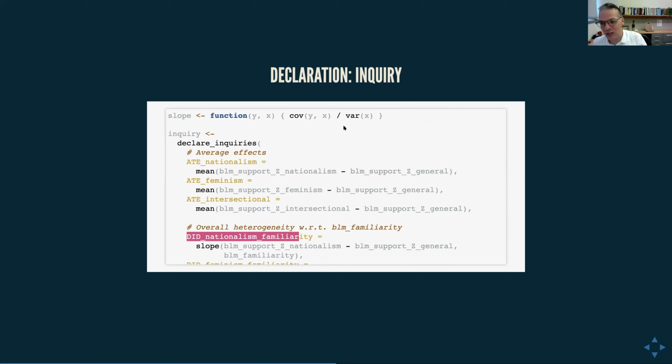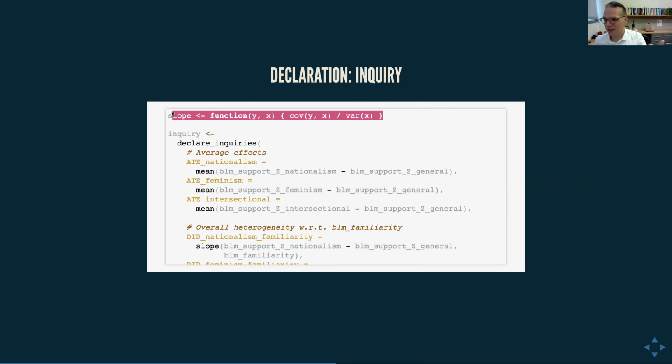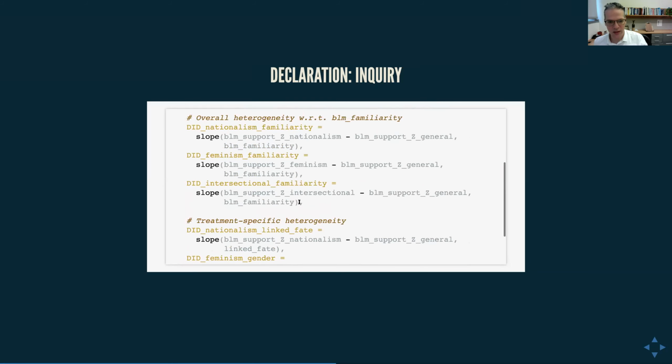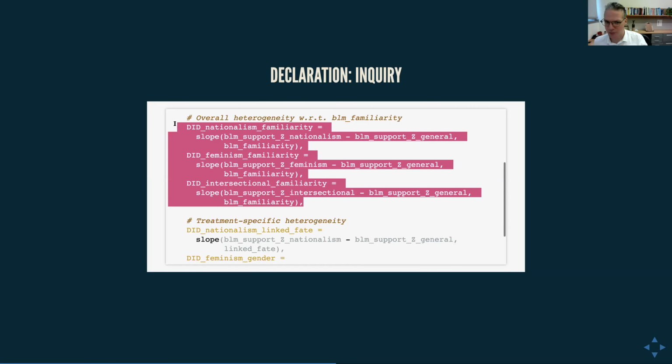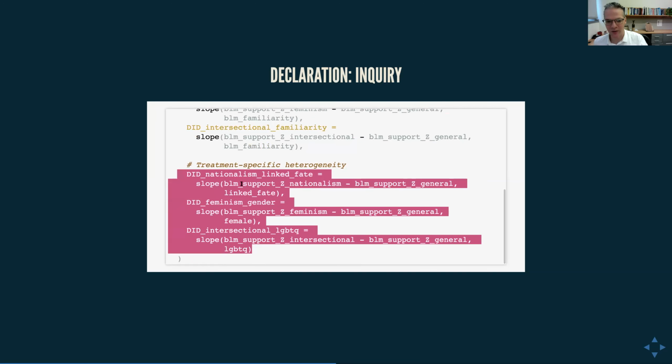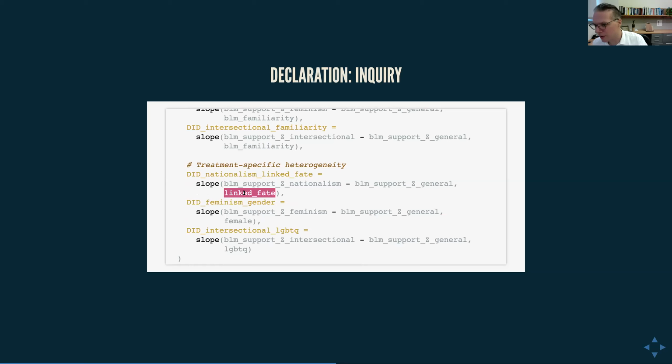I did a cheeky little function here, this slope function, which lets you get that difference in difference coefficient regardless of whether the outcome variable is binary or continuous, because it's like covariance over variance, like a regression coefficient. It's a little trick so that all of them can have the same format. We think that this is overall treatment effect heterogeneity with respect to one covariate, familiarity, and then this is the treatment specific heterogeneity. So the nationalism treatment with respect to linked fate, the feminism treatment with respect to whether you're a woman or not, the intersectional treatment with respect to whether you're LGBTQ.